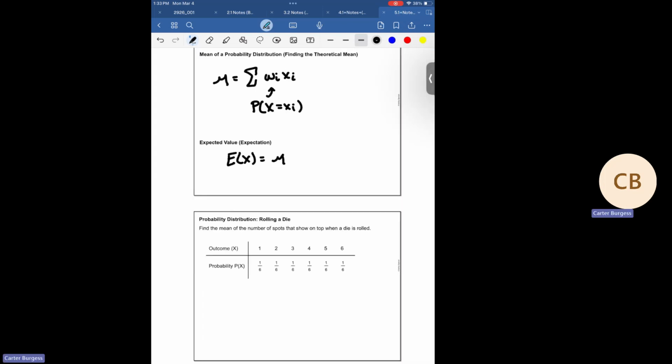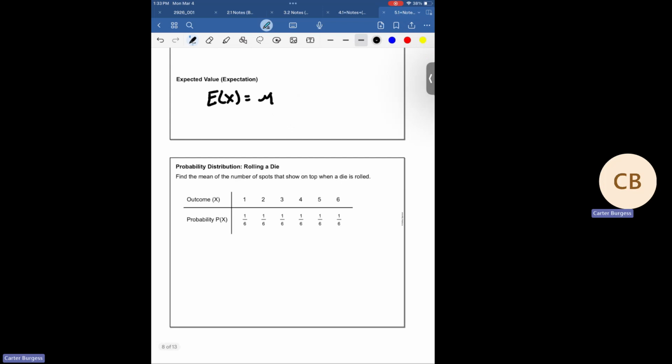Okay, so let's take a look at another example here. In this case, we are rolling a die and trying to figure out what our expected value is, or what is the average value that we could see on the die that we roll. Right? Finding the mean number, in this case, of spots or values for what we have here.